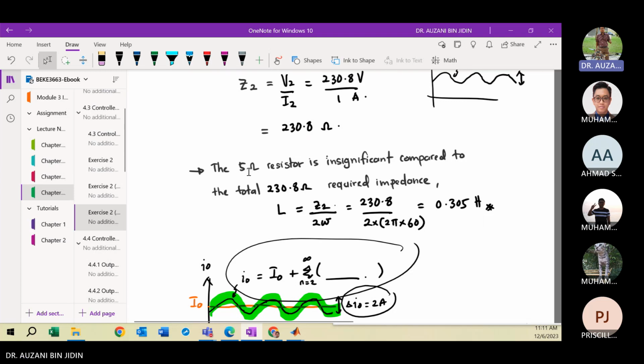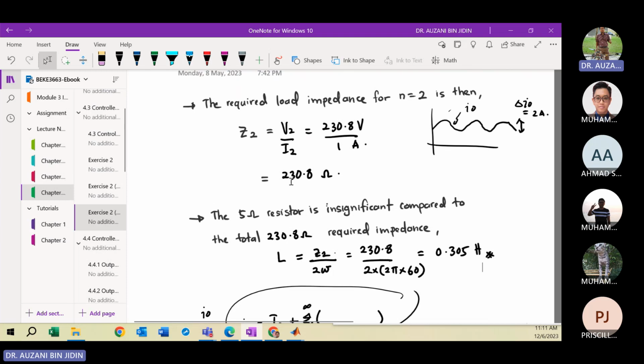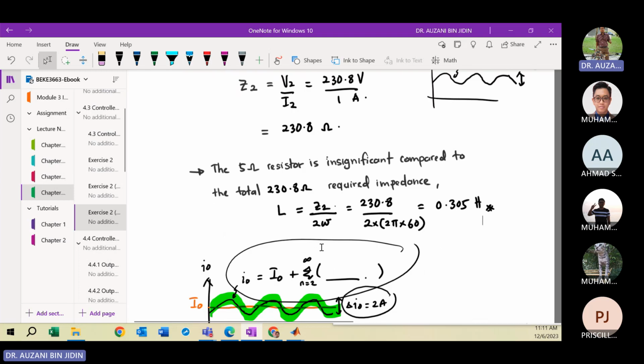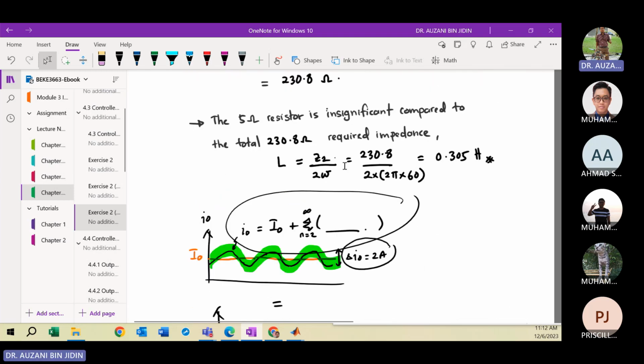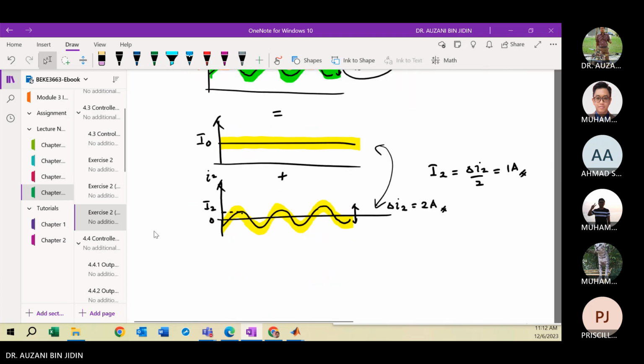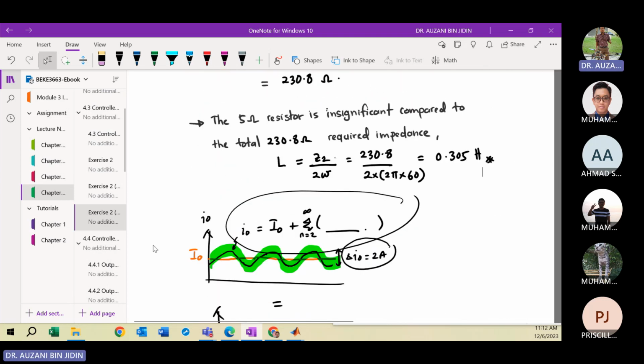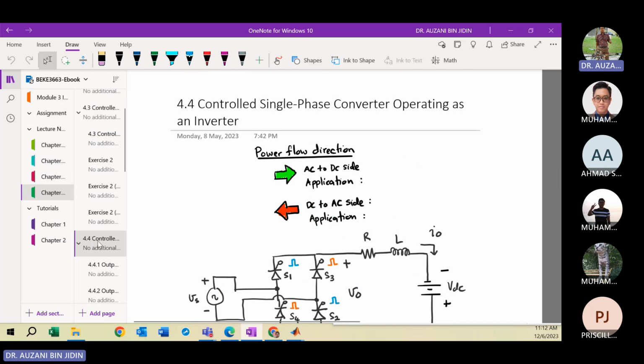We can neglect the effect of the resistor because the value of R, 5 ohm, is too small when you compare it with the total impedance, which is 230. So then we can neglect the resistor, and from here you can calculate the required inductor. Clear? Simple.